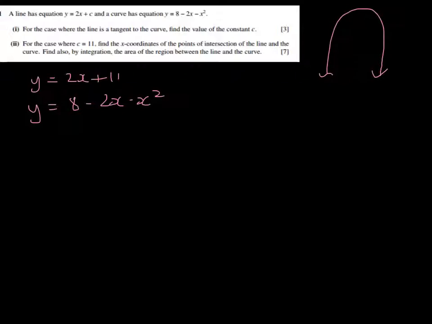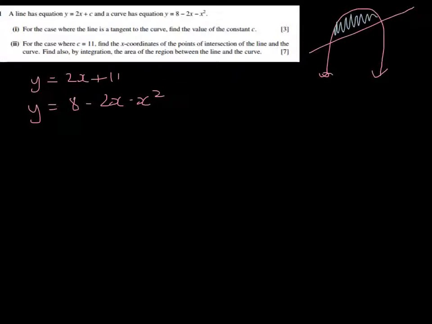So it's an integration, it's an area one, but it's between a line and a curve. Let's just get those equations first of all. They've told us what c is, it's 11. So y equals 2x plus 11 and y equals 8 minus 2x minus x squared. So what we've got is a negative parabola like that and a line that goes through like that, and we're after the area between the curve and the line.